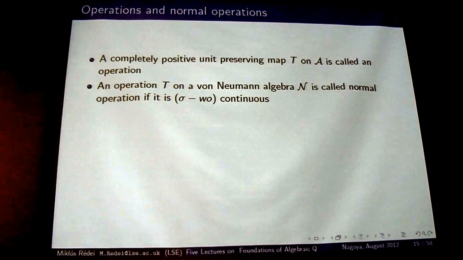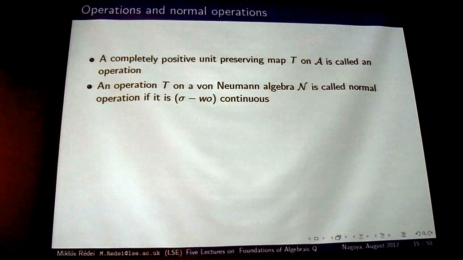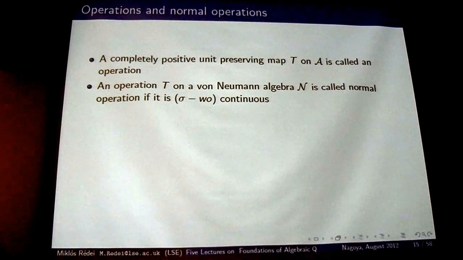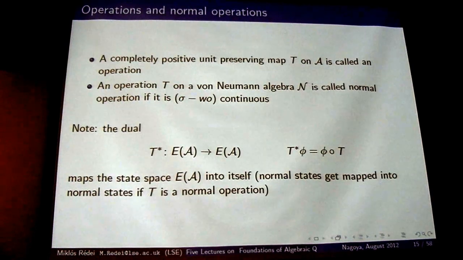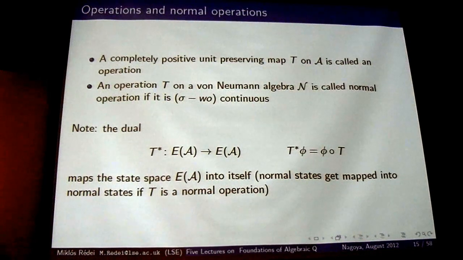A linear, completely positive, unit preserving map on an algebra is called an operation, and it's called a normal operation if it's continuous in the ultraweak topology of the algebra, a von Neumann algebra. And we know that the dual of an operation acts on the state spaces of these algebras, maps the state space of the algebra into itself, and normal states get mapped into normal states if the operation is normal.